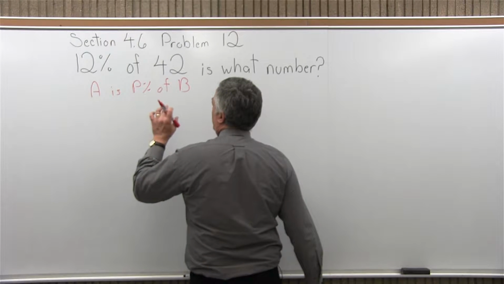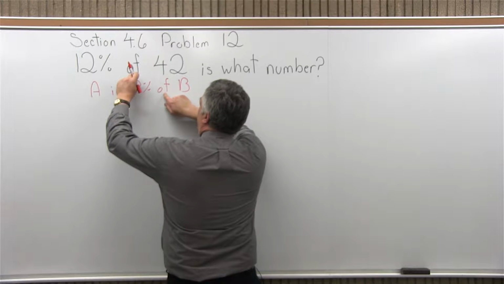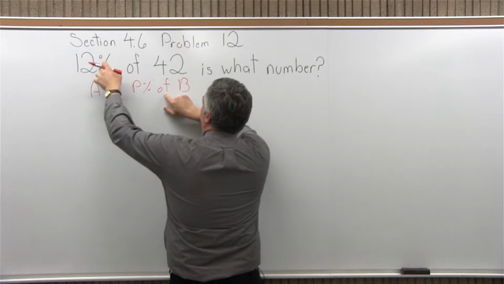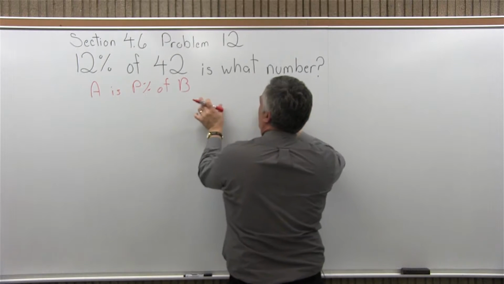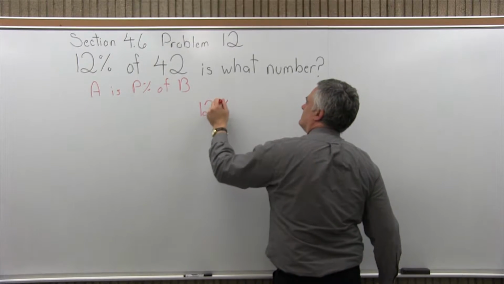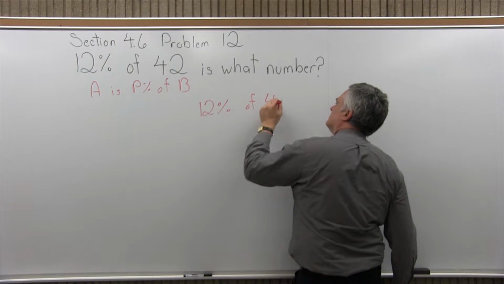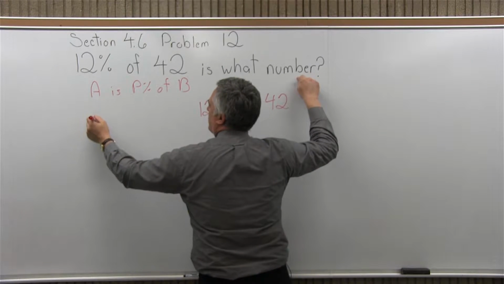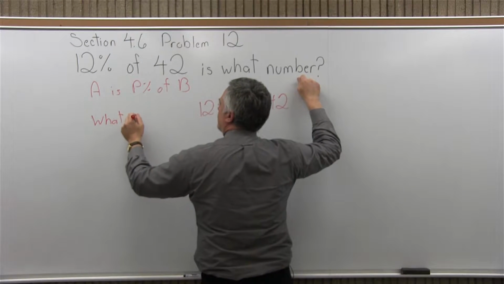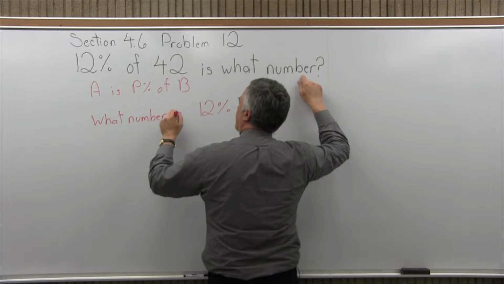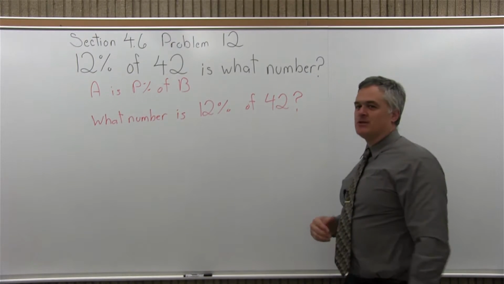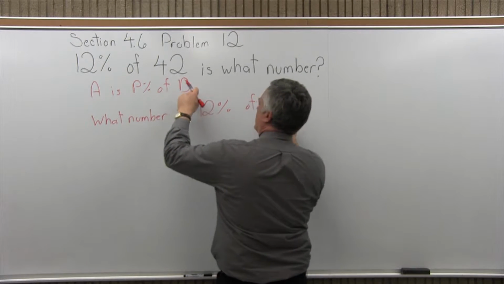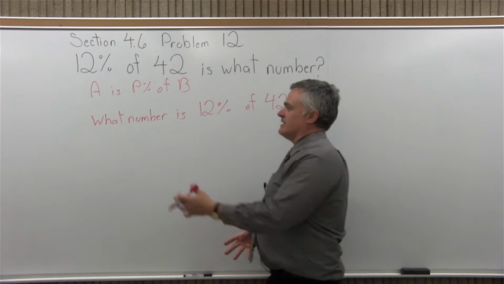So when you have to rearrange it, what you want to do is look at the "of." The stuff on either side of the "of," you're locked into it. So that 12% of 42 has to come to the right end. And what's left? What number? That's the unknown. Now it's in the form I want. A is 12% of 42, and follows my format. And the A is the unknown.